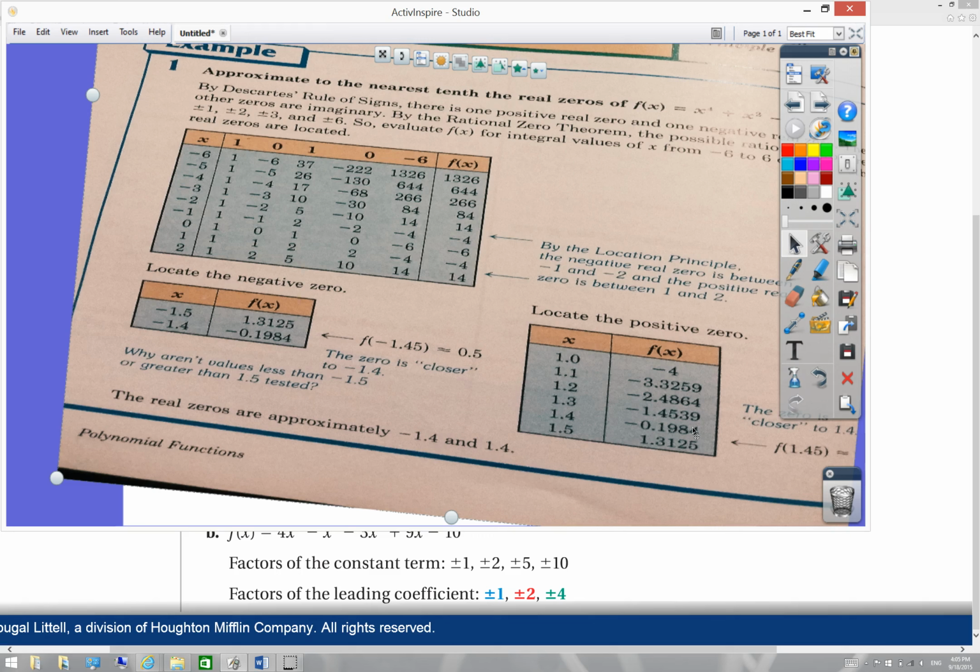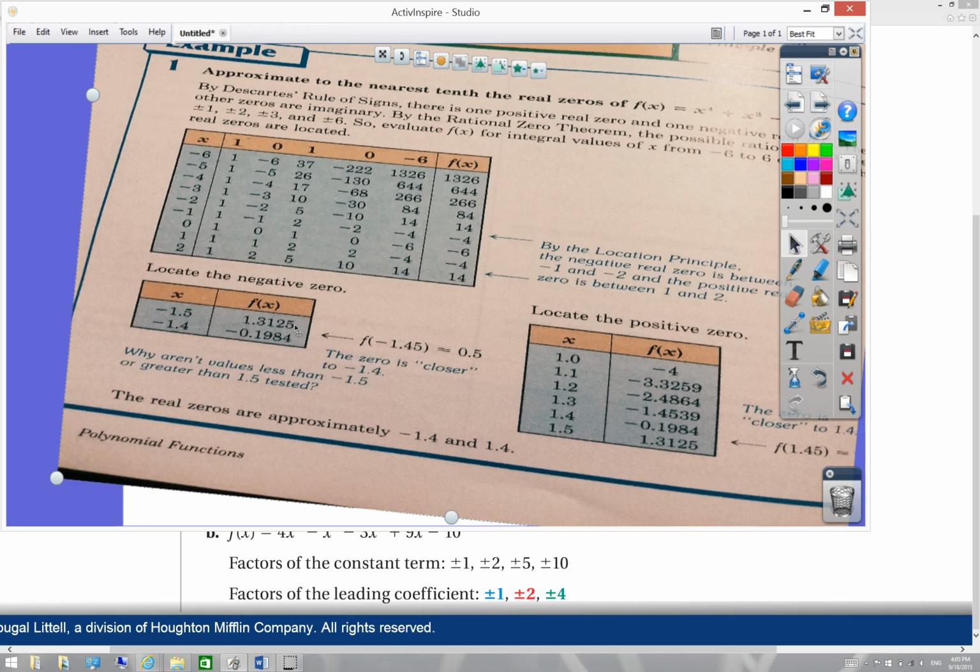And it looks like they're just saying, well, if it happened there for the positive, it must have happened there with the negative. So you don't see that they checked everything from -1 to -1.5. They're just using the -1.4 and the -1.5. And sure enough, the function changes sign at that point. So there's a 0 in there.